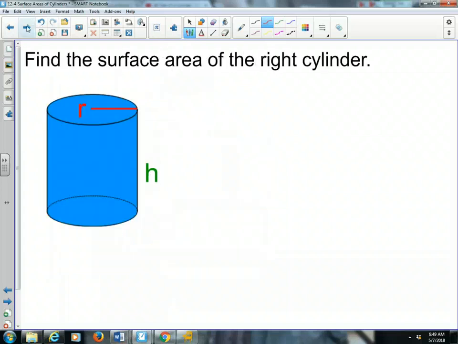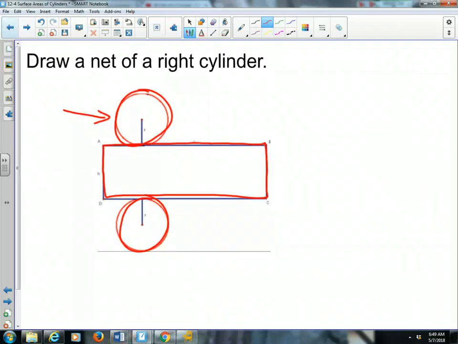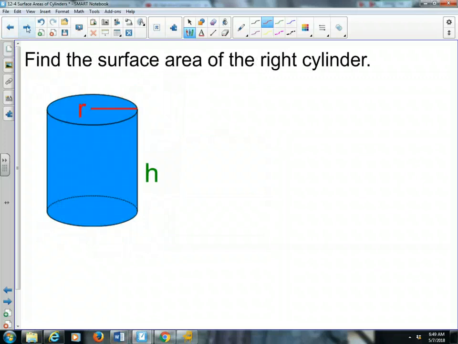So if we now want to find the surface area, the two circles right here, we said are pi r squared. And those two circles will always be congruent. So the surface area is going to be the area of all of the surfaces. So if there are two circles, then we're going to say it is 2 pi r squared.